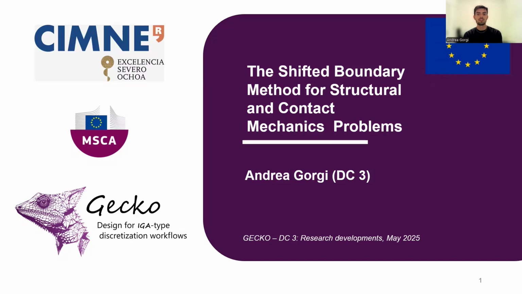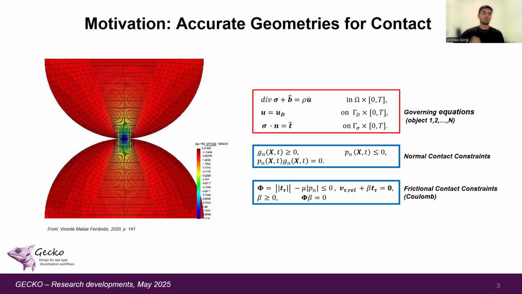I'm Andrea Gorgi, doctoral candidate number 3 of the Marie Curie project GECKO, designed for AGA-type discretization workflows, and these are the research developments up to May 2025 for the application of the shifted boundary method in structural and quantum mechanics problems. So I will start by giving a short motivation.